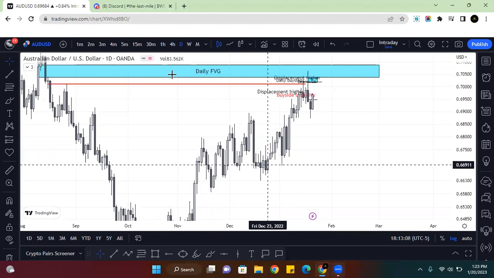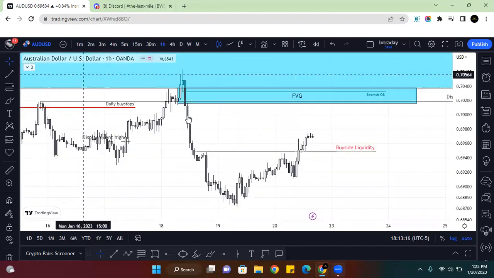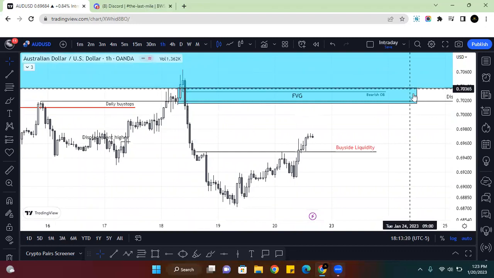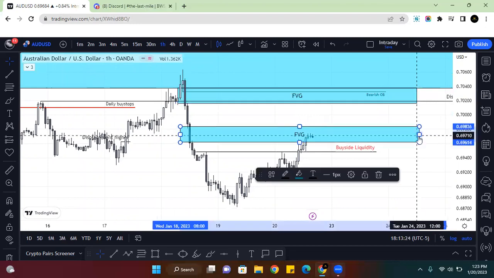So you can see the setup, obviously. I dropped down to the 1H from there, and I was like, okay, well, I'll wait for a buy side liquidity take. Didn't notice the imbalances here initially. I believe it was this one that I was initially looking at.